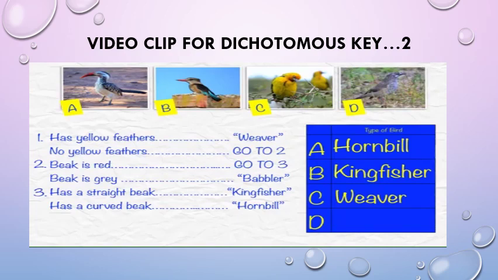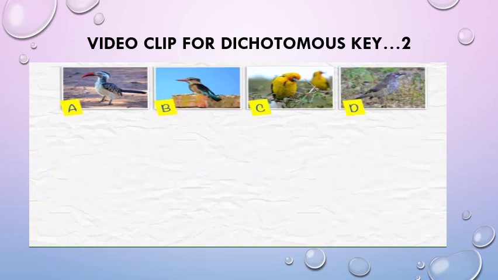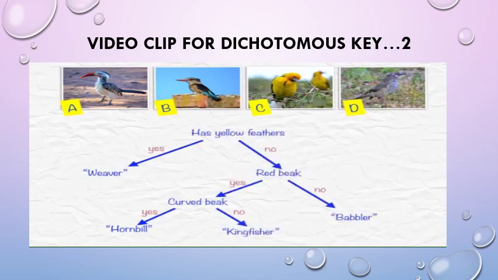Does it have a red beak? No. Does it have a grey beak? Yes, so we know this one's a babbler. There is another way that these keys can be laid out. It's just a question of using arrows and answering with yes or no statements. Let's use organism B as an example of how to use this type of key.